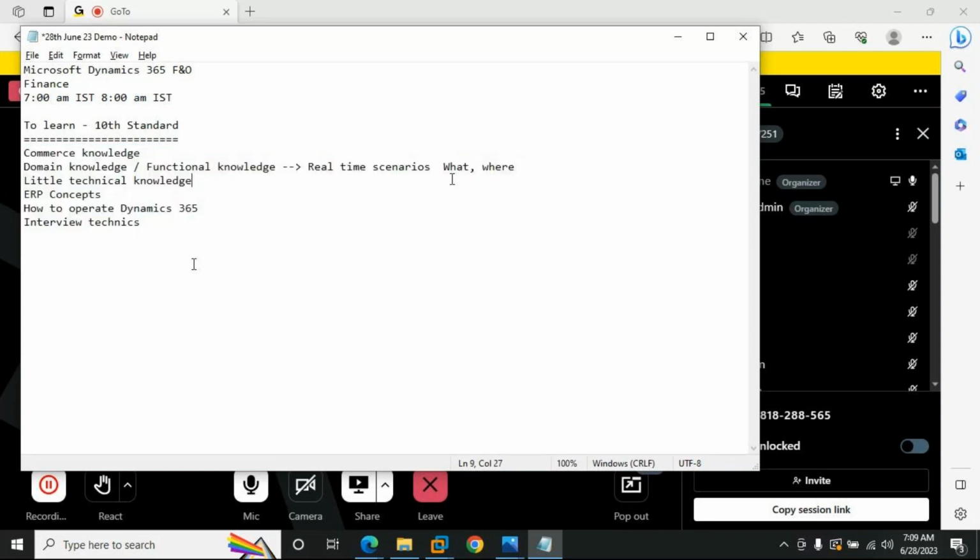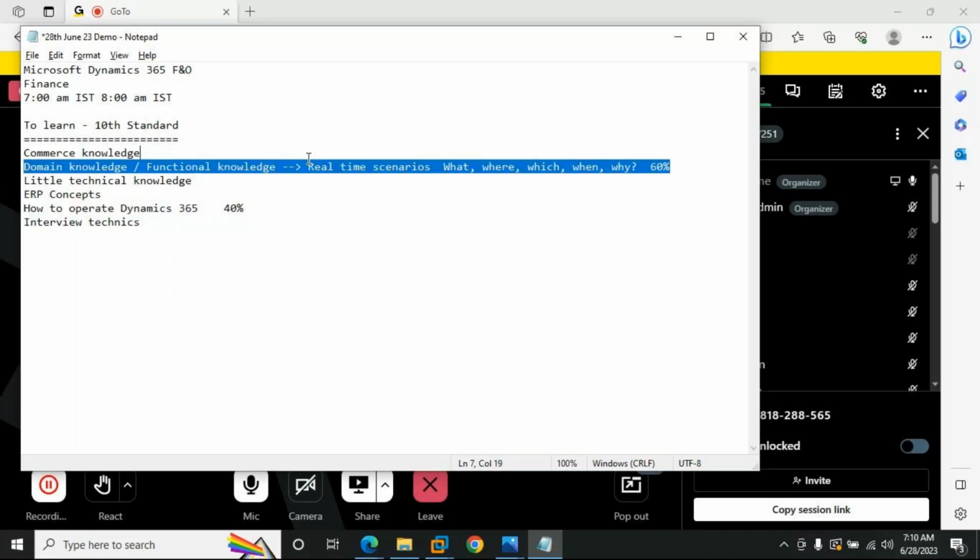So, you are going to learn all these skills I'm going to teach you. What, where, which, when, and why. If you have questions, then it is real-time scenarios. Domain knowledge or functional knowledge means all are real-time scenarios you are going to learn. In my teaching, 60% will focus on this one, and 40% on how to operate the product. I mean to say ERP, if you want to practice how to operate. So 40% focus will be this one and 60% this one.